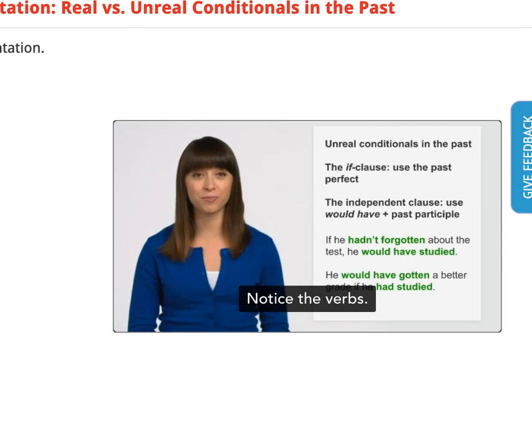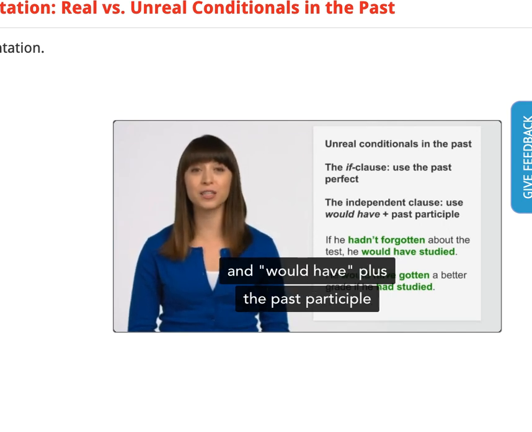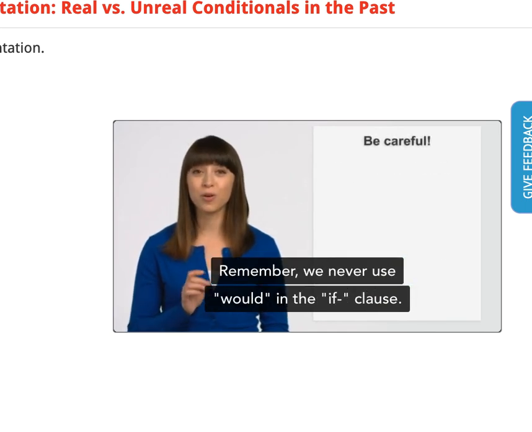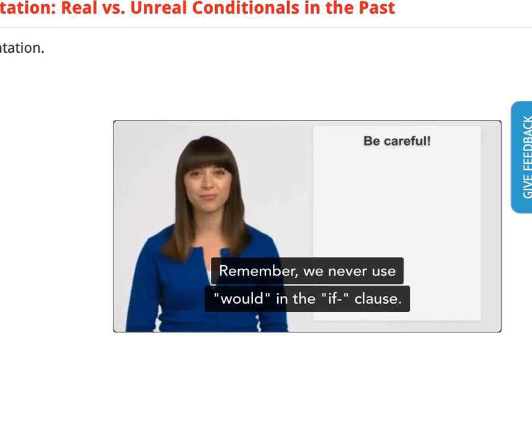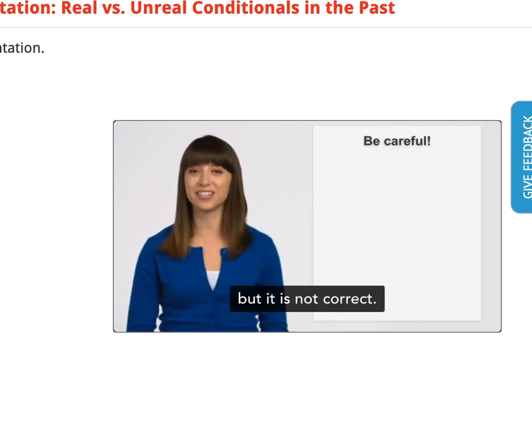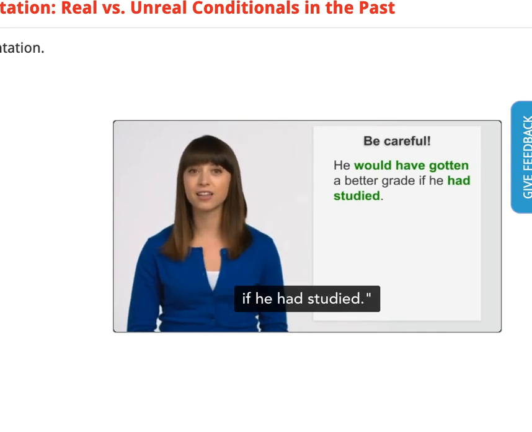Notice the verbs. We use the past perfect in the if clause and would have plus the past participle in the independent clause. Remember, we never use would in the if clause. Sometimes native English speakers make this mistake, but it is not correct. So we say, he would have gotten a better grade if he had studied. Not.